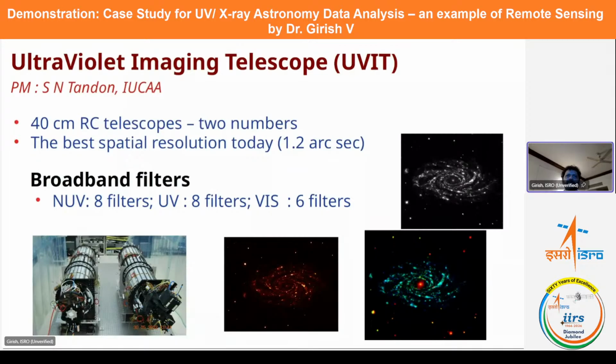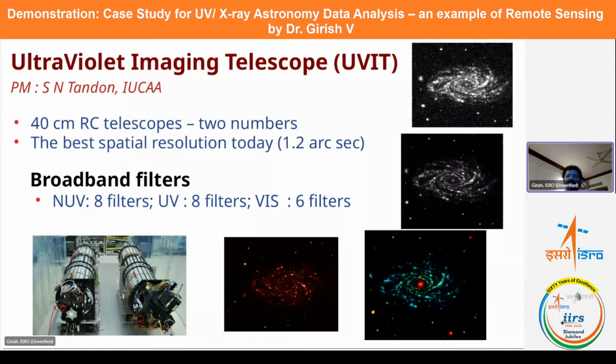So you may be thinking, how come two telescopes are giving three sets of data? NUV and visible are on the same telescope, and they are split using a beam splitter, and FUV is in one telescope. So I mentioned that it has the best spatial resolution.